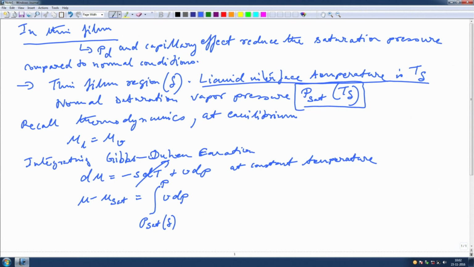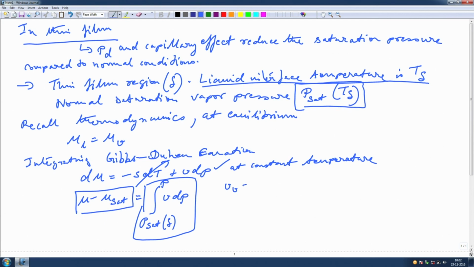So, it is mu minus mu sat is equal to the integral from P sat at delta to P of V dP, correct. So, this is basically mu minus mu sat, obtained by integrating this term, and you get P sat to P, this is the arbitrary limit of integration. Now, there are two other things that we would like to mention.